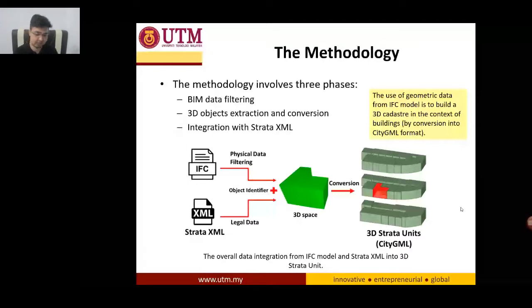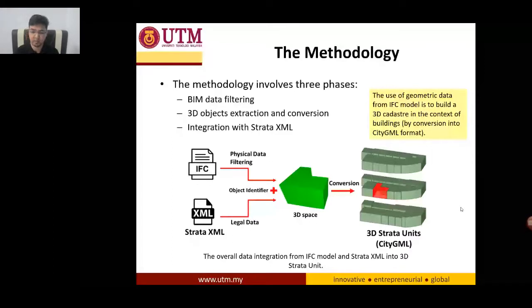So the figure here shows the overall data integration from IFC model and Strata XML into 3D strata units. As we can see here from the input data, we have 2 types of input, which is the IFC model from the BIM data, and then we have the Strata XML. For the Strata XML, it contains the legal data, but from the IFC model, we extract the physical data, and then we join with the legal data using the object identifier. And then the outcome, we will obtain the 3D space in the green box, and the idea is to convert all these strata unit into 3D into CityGML.